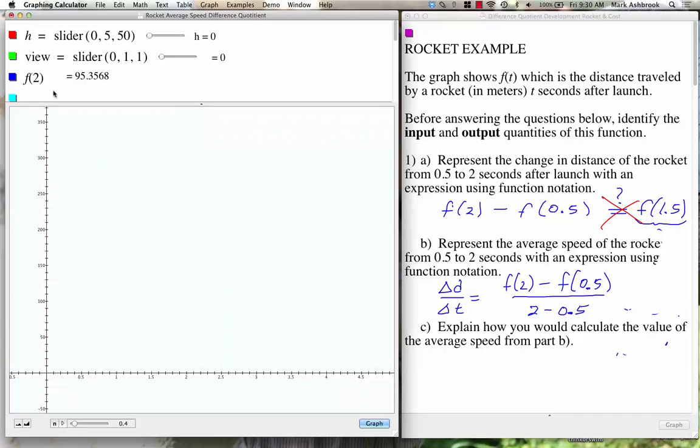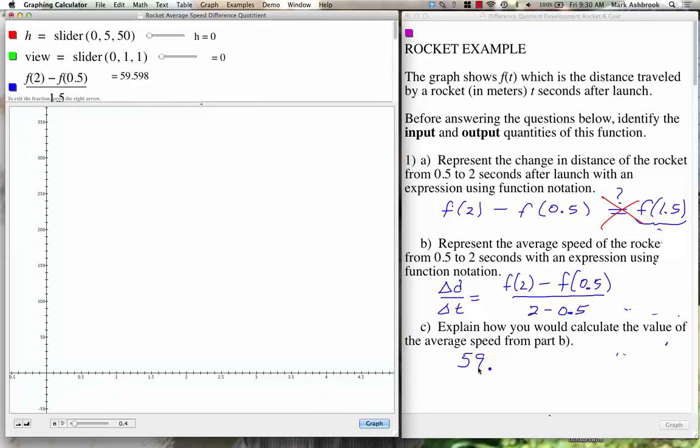So there's our distance, f of 2. After 2 seconds, the rocket is 95 meters from the launch pad. If I do minus f of 0.5, we get that change in distance starting at 0.5 seconds, so about 89 meters. And then I can divide that by 1.5, and we get 59.6. What's the units?